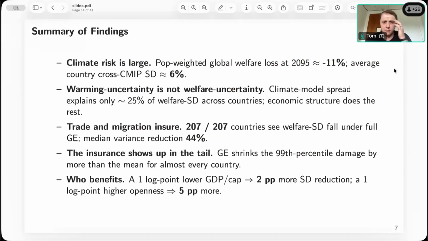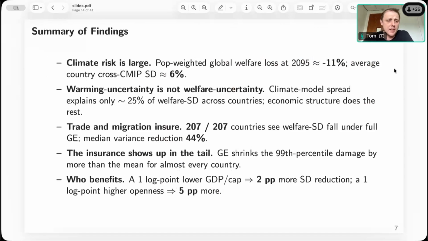So a very quick summary of the findings. We find that climate risk is very, very large. We find that welfare uncertainty is not entirely predicted by warming uncertainty. So it's not just the countries that have a lot of warming uncertainty that have a lot of welfare uncertainty. The structure of the economic model really matters as well. So where do people trade? Where do people migrate? How nonlinear are the damages in different places?